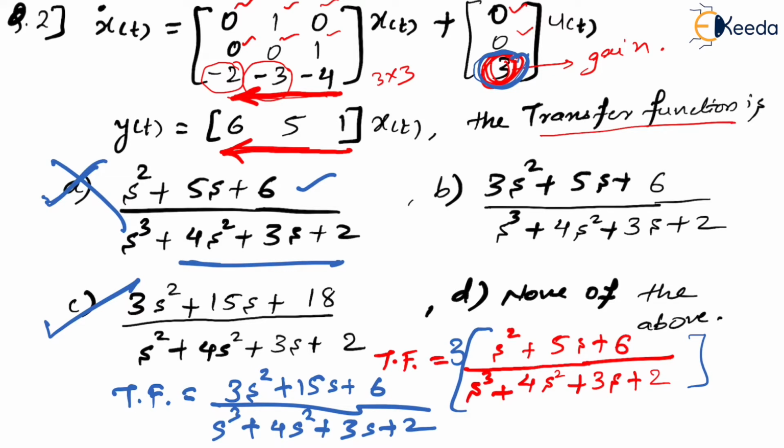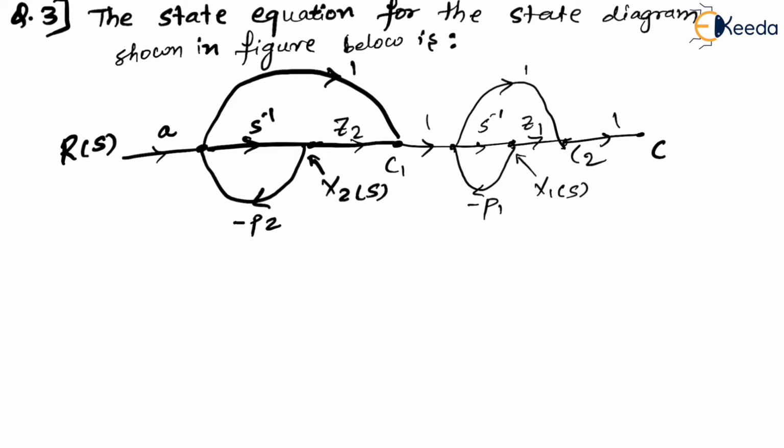Now, let us think of another question. The state equation for the state diagram has been shown below. You need to have the state space equation, that is what they are asking. The state equation for the state diagram given below is, now this is a state diagram. If you see, this is nothing but a signal flow graph, SFG.